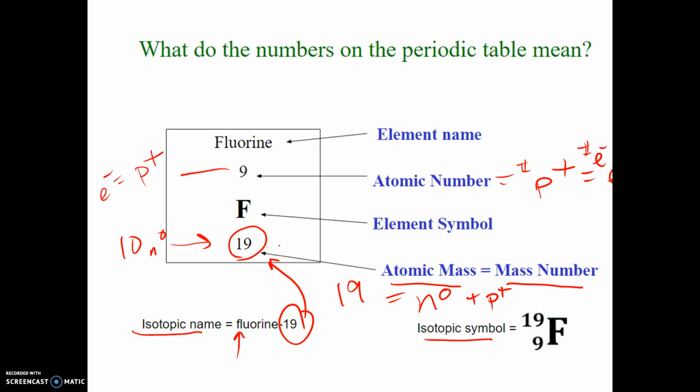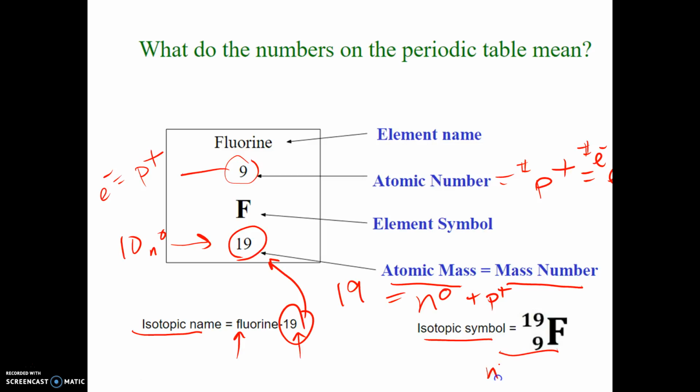And from this name, fluorine-19, I can tell all of the parts that I need. Fluorine tells me, I can look on the periodic table, that it's number 9, and that tells me there's 9 protons. And the 19 will tell me how many neutrons I have. Same thing over here for our isotopic symbol. You can see the mass number, the 19, is on top. The atomic number, the 9, is on the bottom.